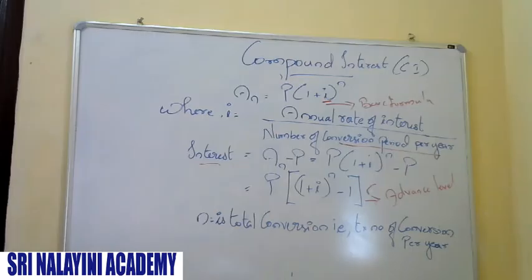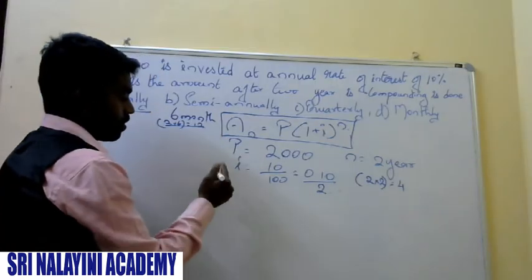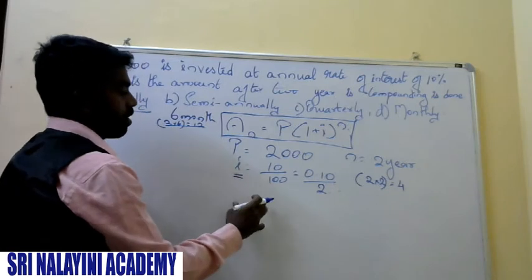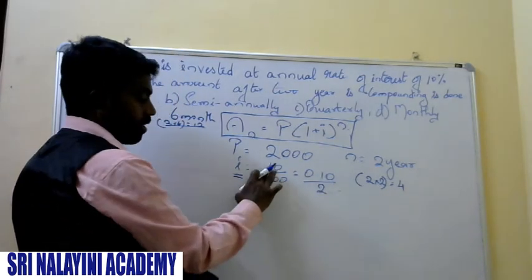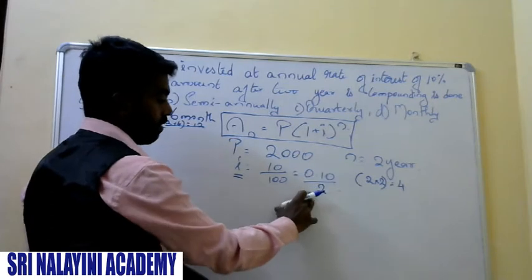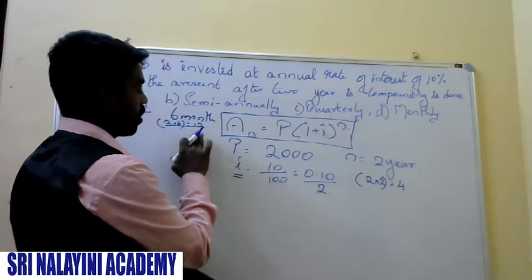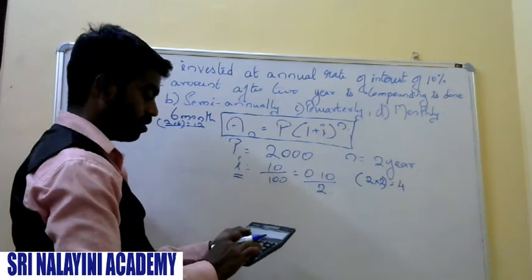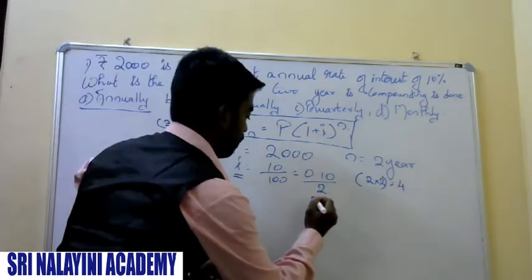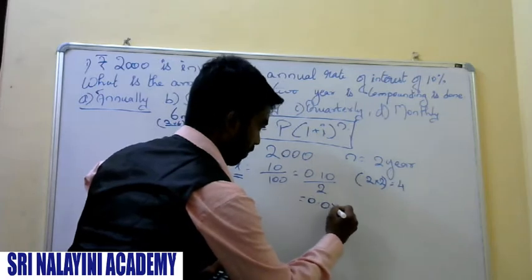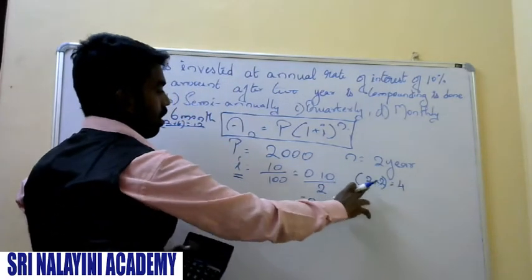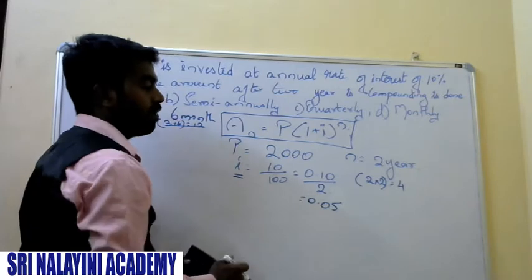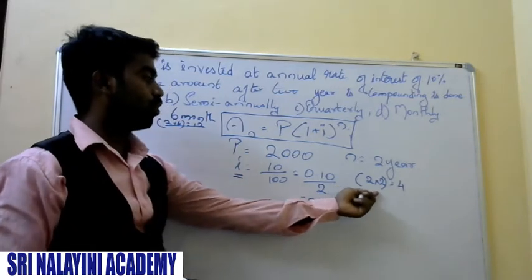What we are going to change is the interest. We are going to change 10 divided by 100, 0.10, divided by 2. What is 2? It is the semi conversion method. 0.10 divided by 2, you will get 0.05, and for 2 years, when it is converted to the conversion method, 2 into 2, 4.